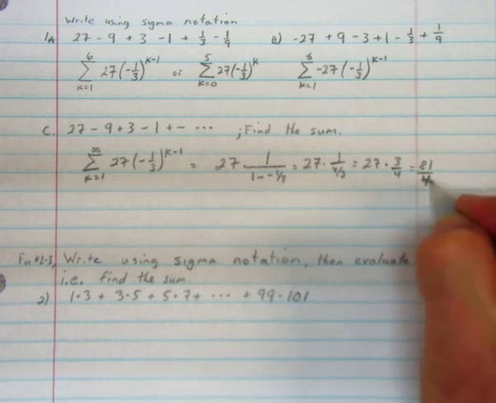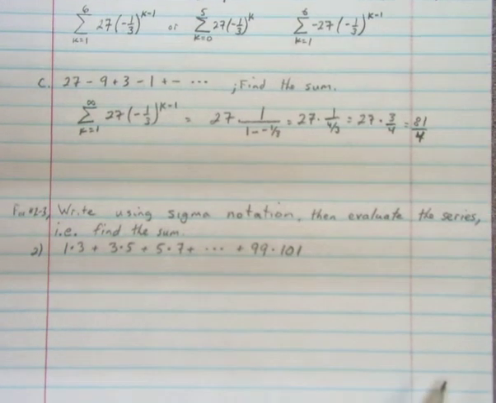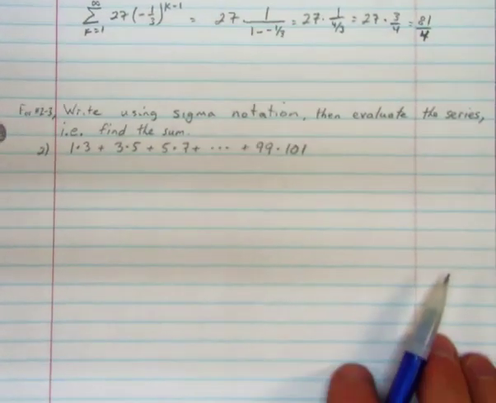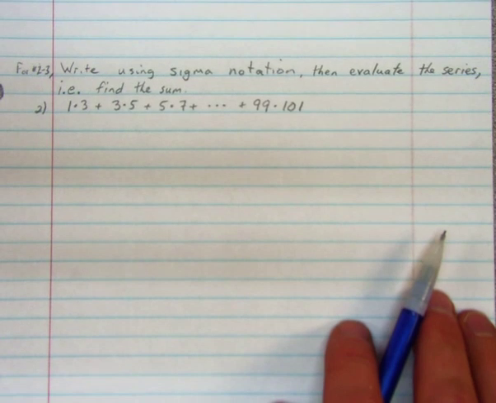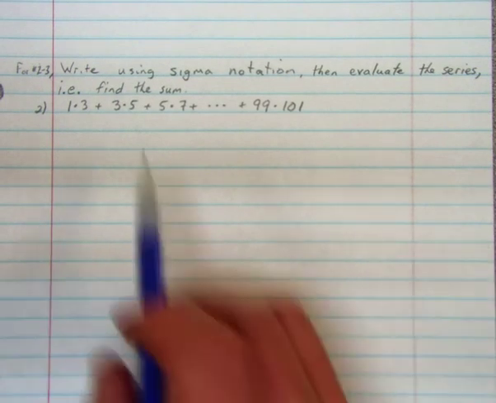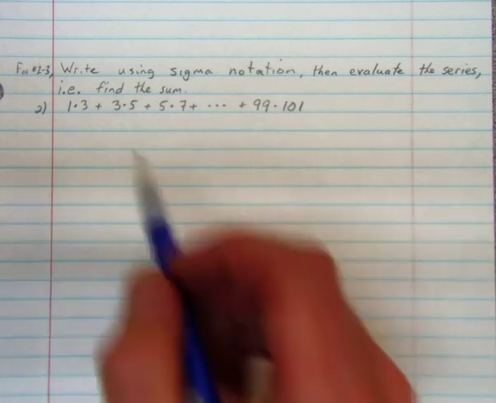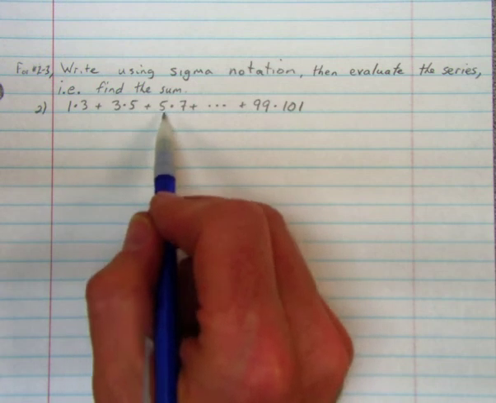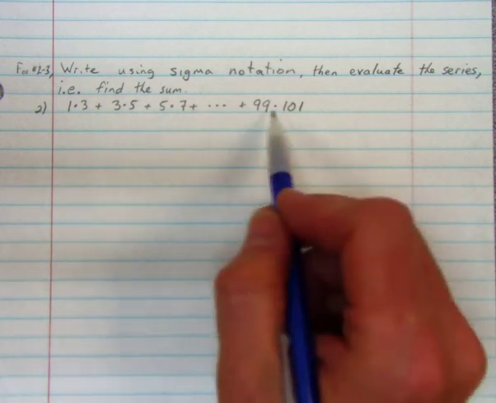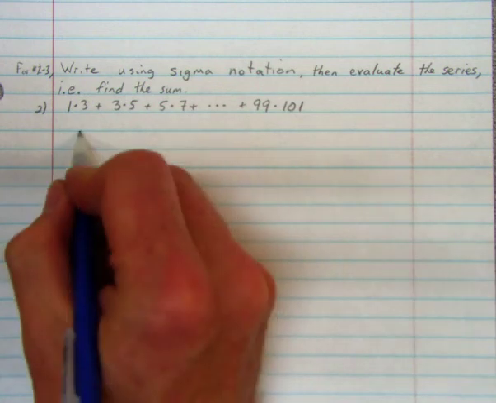A little review of what we did last class, as well as a review of a few days ago. What I really want to focus on is this next problem. So we have: write using sigma notation, then evaluate the series, i.e. find the sum. That's what evaluate the series means. You should know those words. This is multiplying, so it's 1 times 3 plus 3 times 5 plus 5 times 9, all the way up to 99 times 101. Well, we know it's going to be sigma notation.